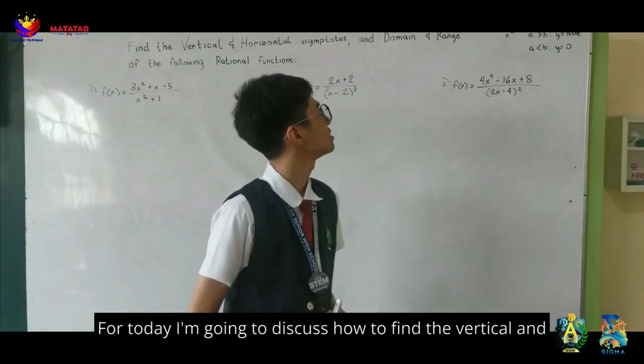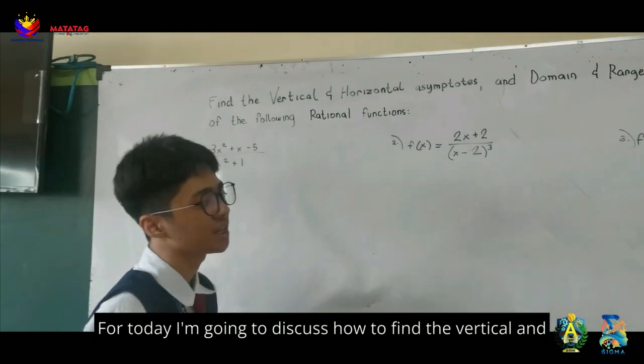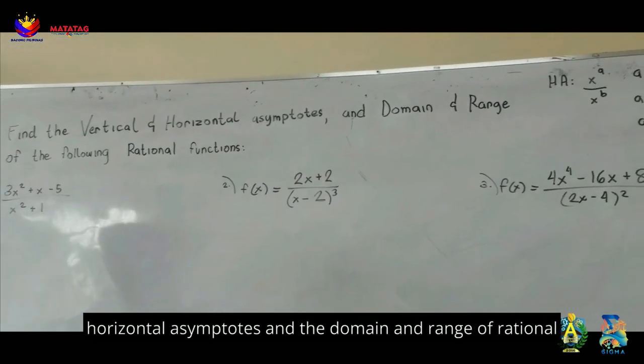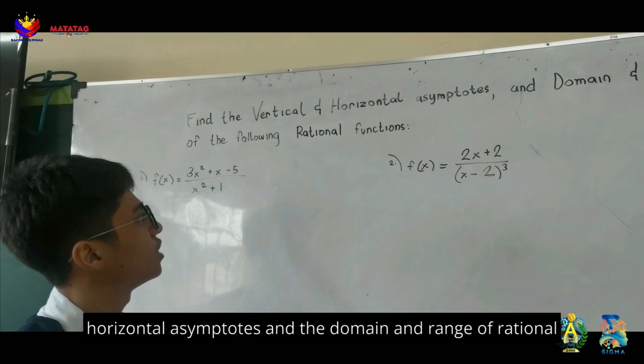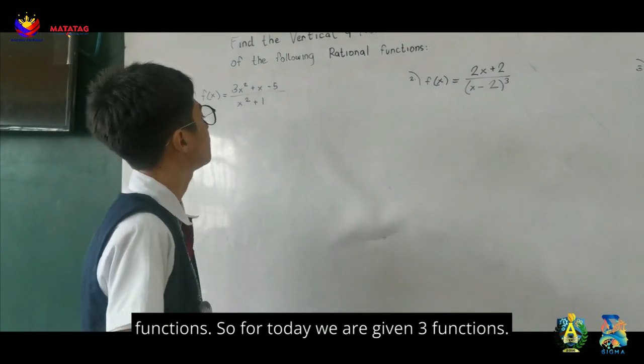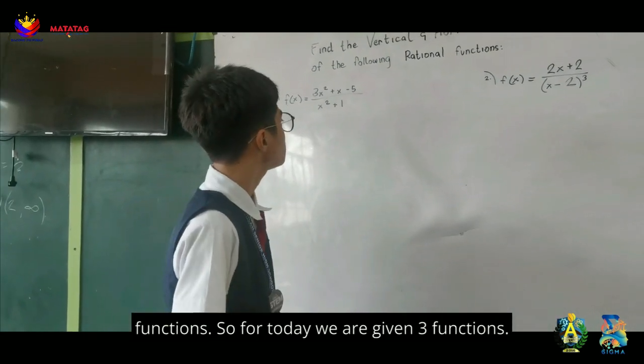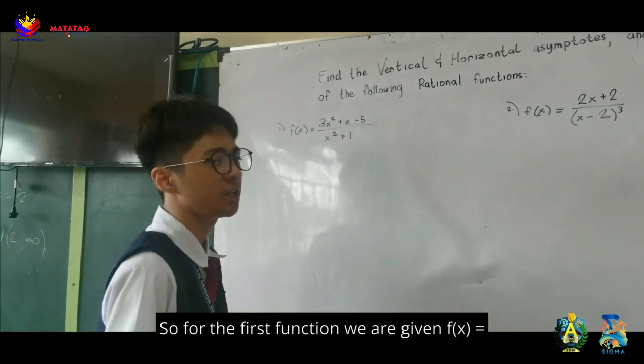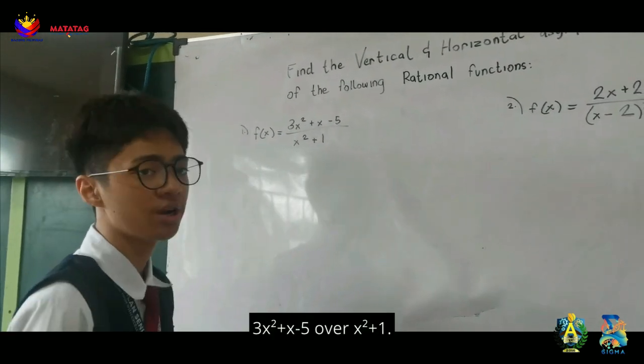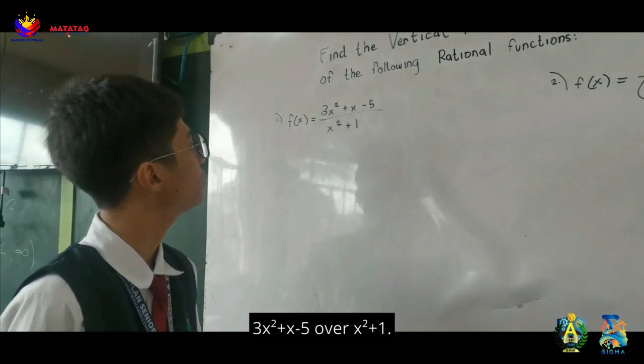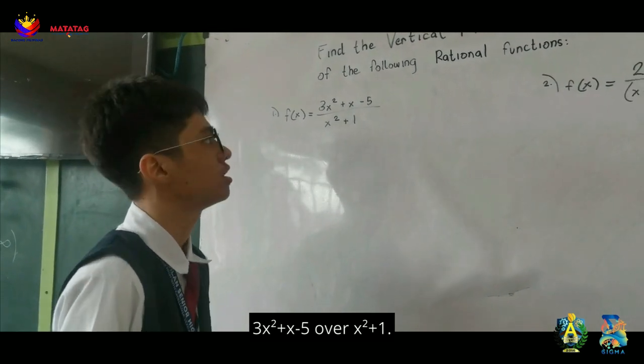For today, I'm going to discuss how to find the vertical and horizontal asymptotes and the domain and range of rational functions. So for today, we are given three functions. For the first function, we are given f of x is equal to 3x squared plus x minus 5 over x squared plus 1.